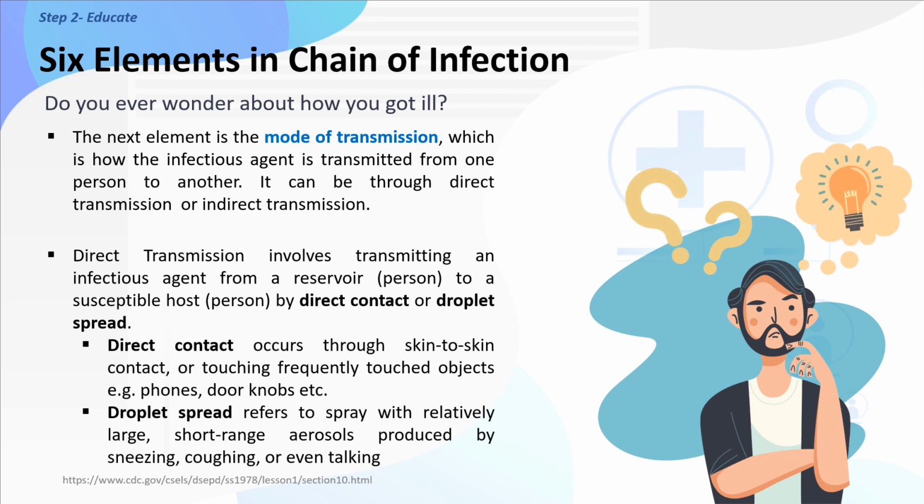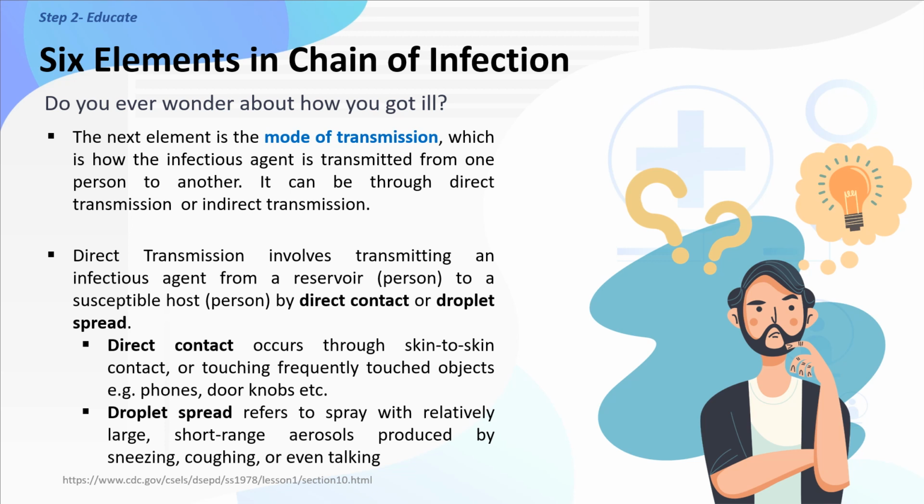6 elements in chain of infection. Do you ever wonder about how you got ill? The next element is the mode of transmission, which is how the infectious agent is transmitted from one person to another. It can be through direct transmission or indirect transmission.